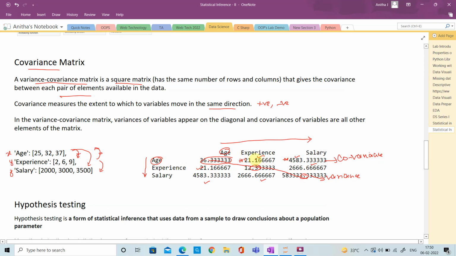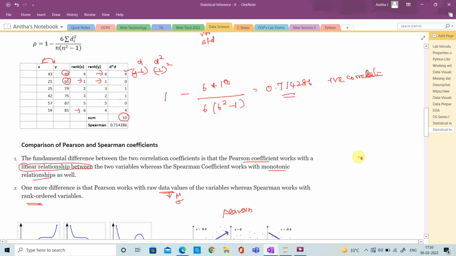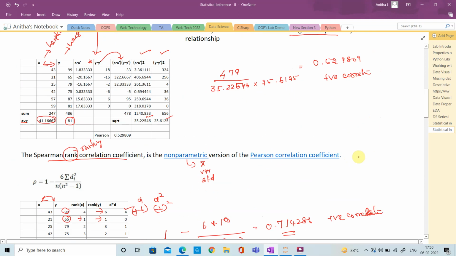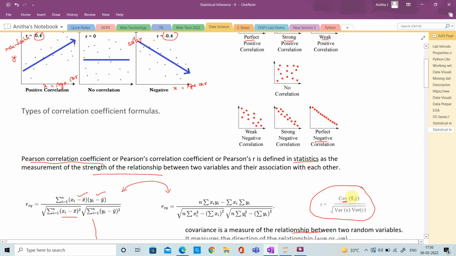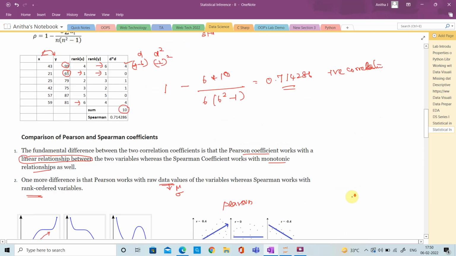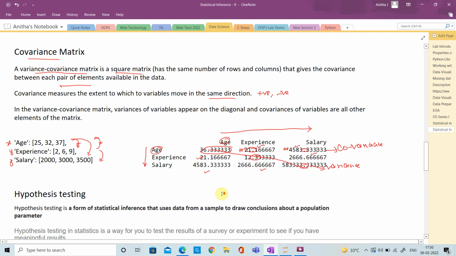And here I am calculating age and experience, age and salary, so two variables are related together, so it is called covariance. How to calculate the covariance? We already know how to calculate the covariance, because our correlation coefficient also used this covariance. So by using the covariance we have calculated this information.